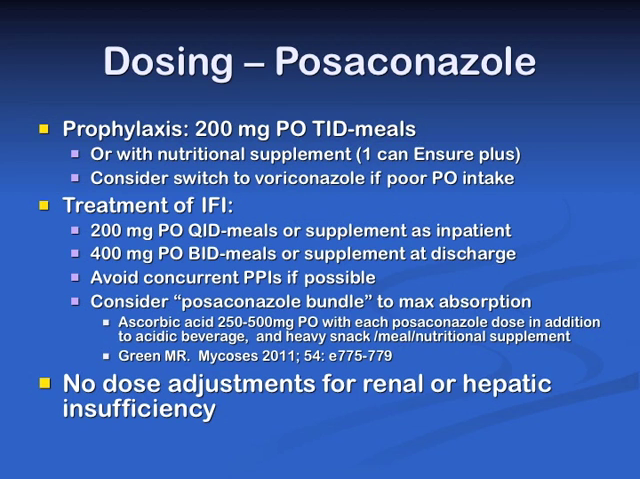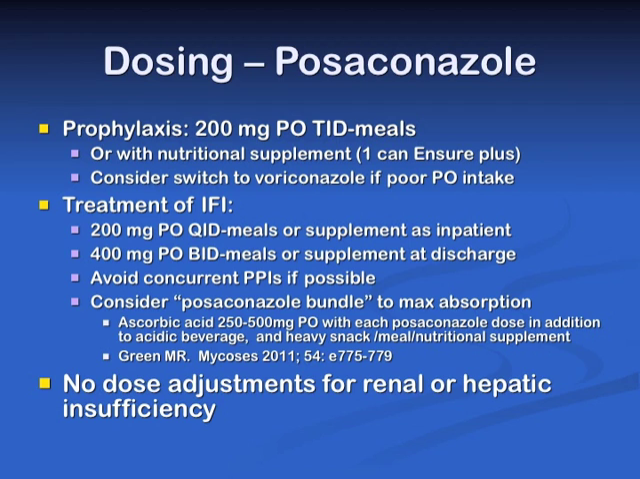So 200 milligrams PO 3 times a day with meals for prophylaxis. And you can use a can of Ensure, Ensure Plus, or other similar products. If the patient can't take a full meal, consider changing to voriconazole prophylaxis if your patient really is not eating at all. For invasive fungal infections, 200 milligrams 4 times a day is our aggressive dose.